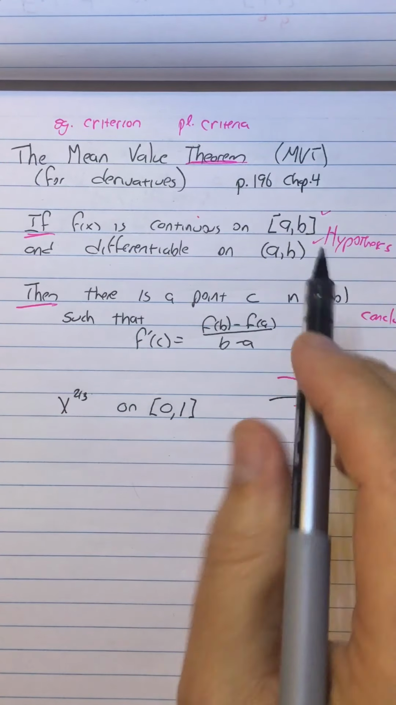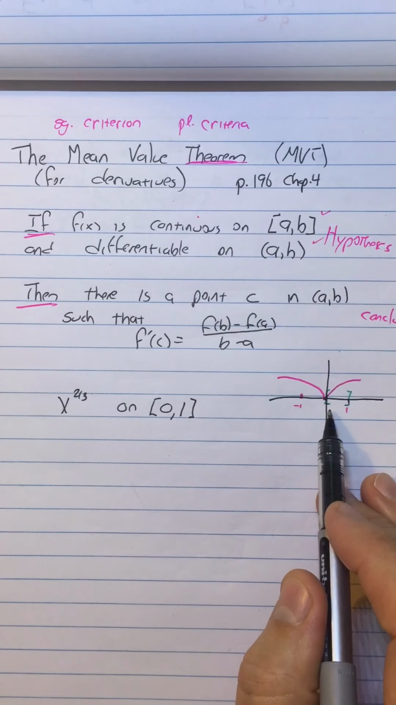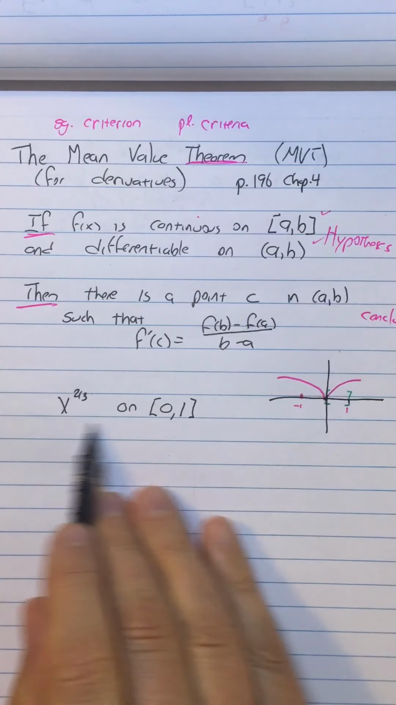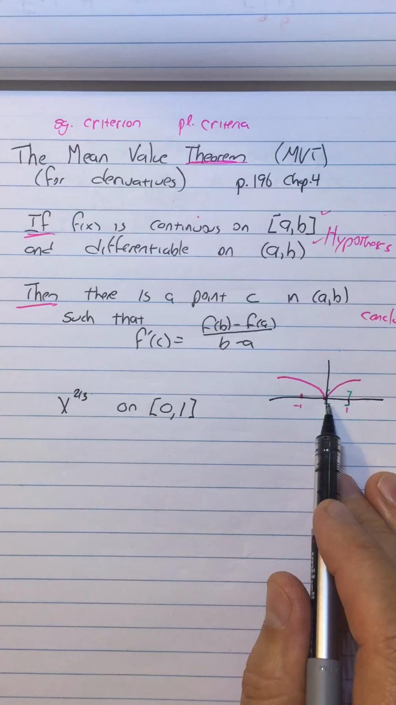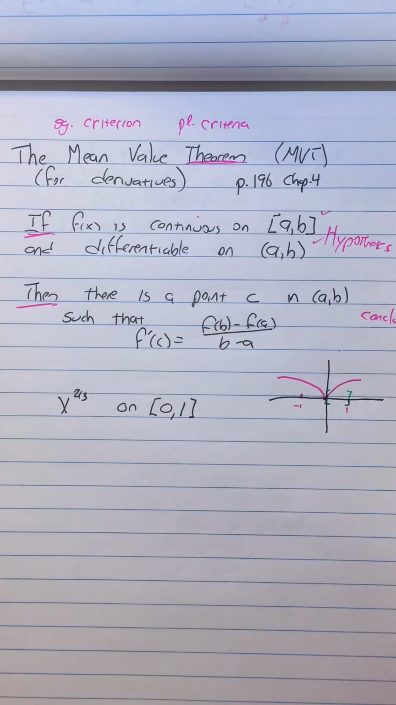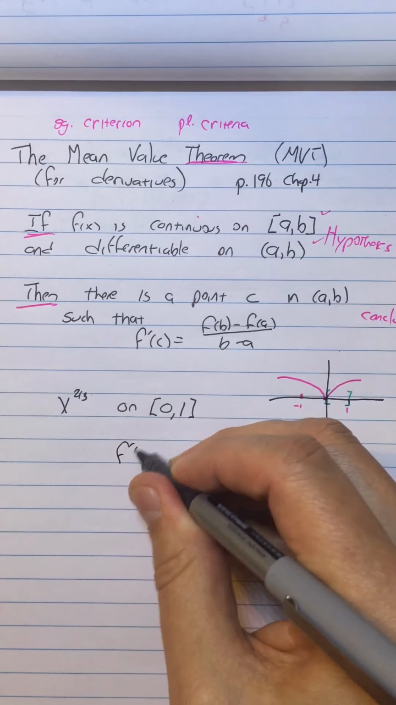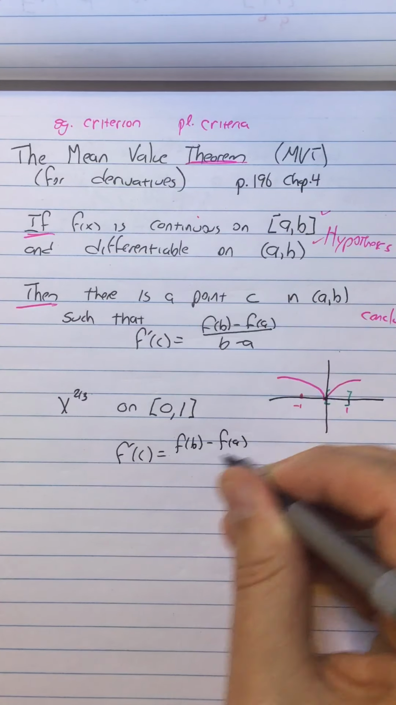so if this mean value theorem applies when there's a non-differentiable point on the end point of the interval, then we should be able to find such a point for x to the 2/3 power on the closed interval 0 to 1, because now the non-differentiable point is on the end point of the interval, not in the interior of the interval. All right, well, let's try it. So we need to solve f prime of c. This is what you're always going to do when you try to find these mean value theorem points.